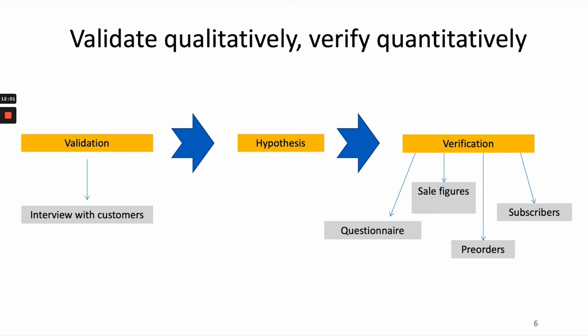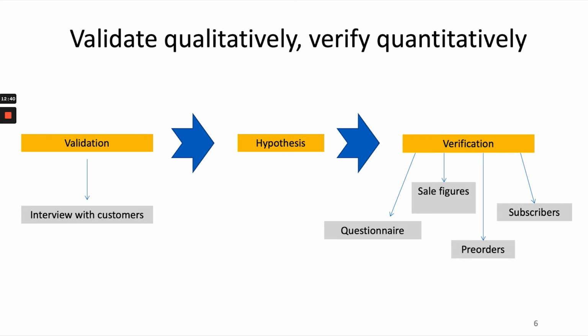So you will just ask your people, what do you like about my meal? What do you dislike about the meal? What would you improve about my meal? What do you think about the price? And so on and so on. So they will interview the customers. That's the first step. If you get strong positive feedback, you could define a hypothesis, and based on this hypothesis, you would do your verification, which means you will do it quantitatively.